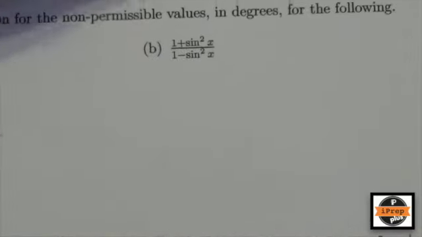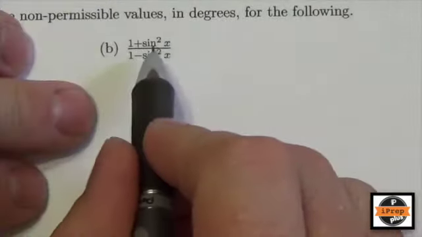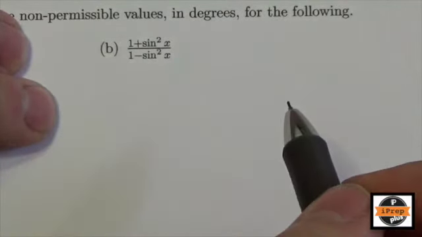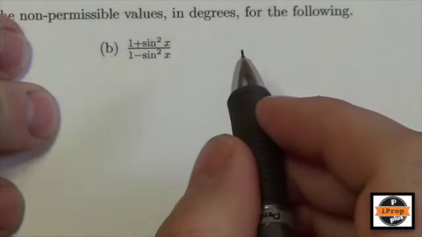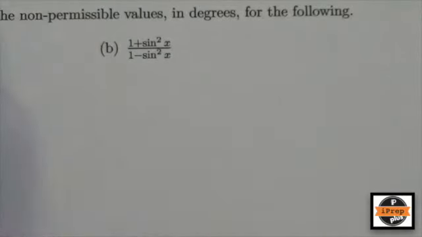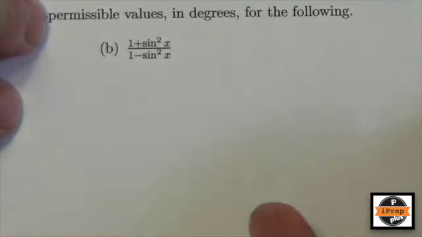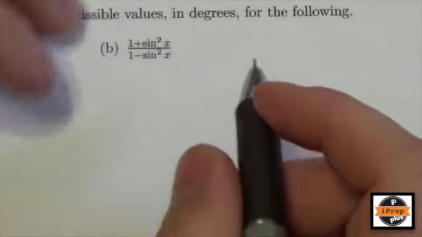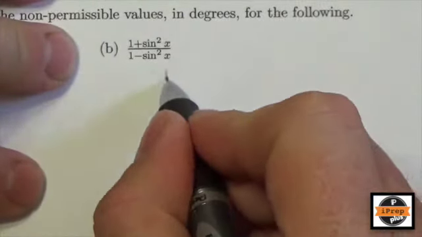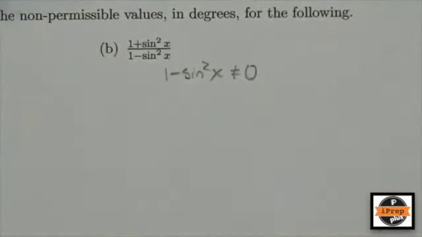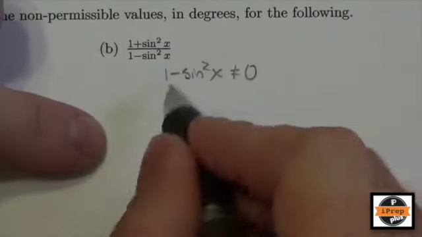Okay, let's go over and look at the next one: 1 plus sine squared of x, and then 1 minus the sine squared of x. Notice that this expression does not have the tangent, cotangent, cosecant, or secant in it. So all I have to do in this case is focus my attention on the denominator. That's 1 minus the sine squared of x. I can't let that equal 0, because if it does, I'm going to run into problems. So I'm going to figure out what the restrictions are.